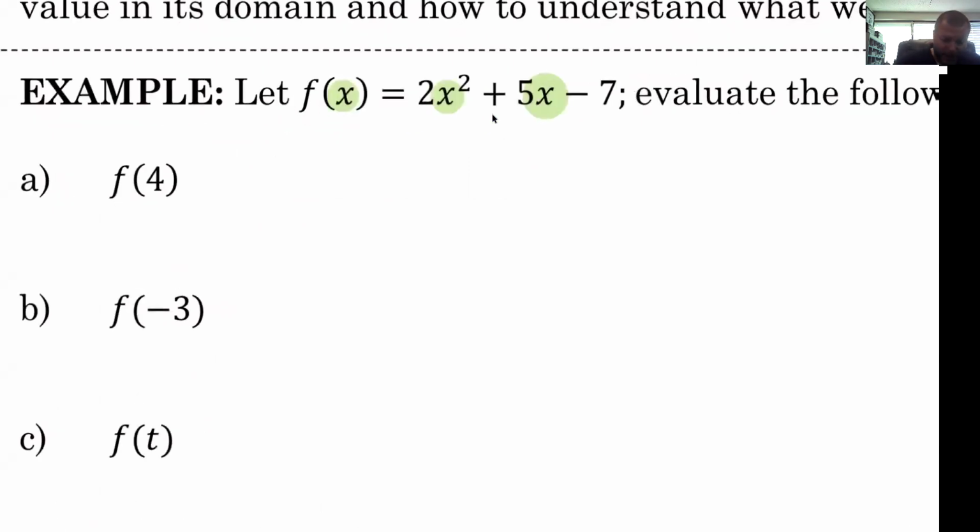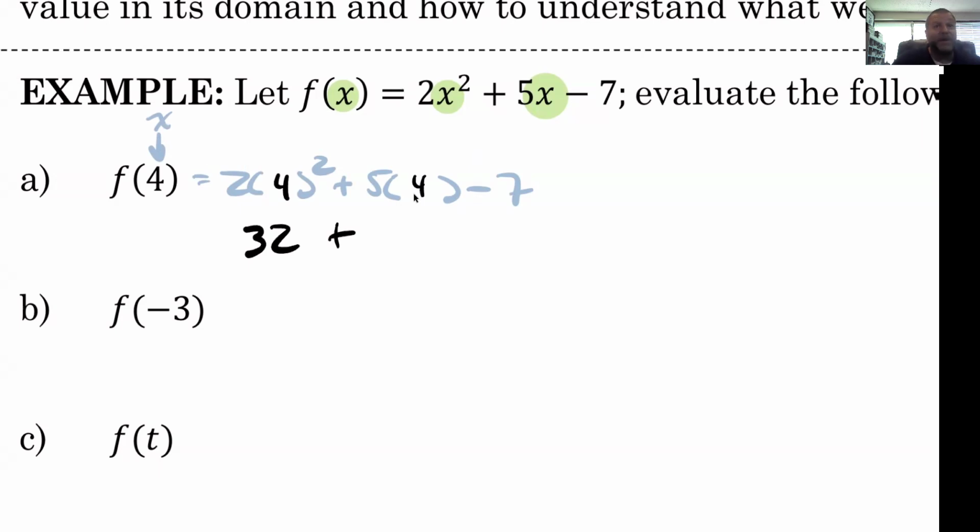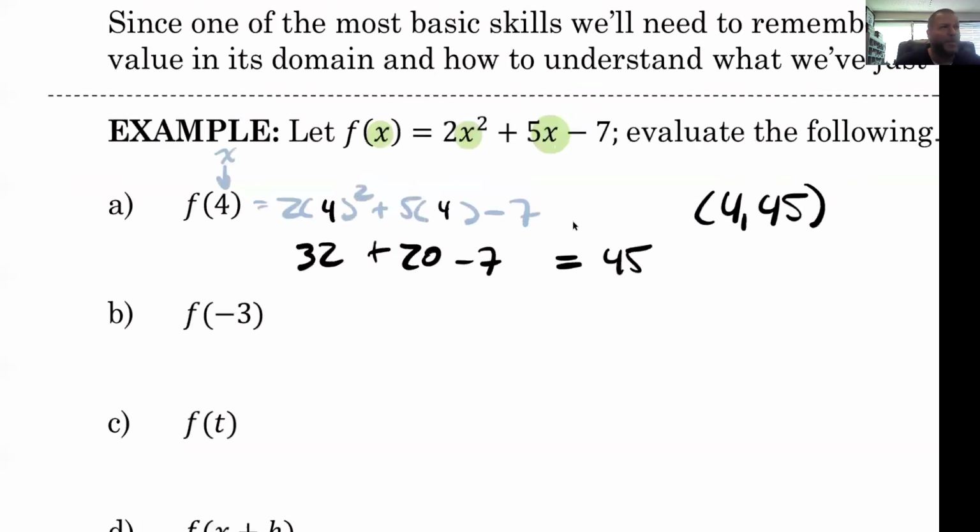So if I say f of 4, well, my x value is 4. Here's my x. So what do you want me to do? Well, I want you to take your 4, and first square it, then multiply it by 2. So 4 squared is 16 times 2, that's going to give us 32. Then I want you to multiply that value by 5. That's going to be 20. And then I want you to take 7 away from that value, so this is going to be 52 minus 7, so 45. So this tells us that the point (4, 45) is a point that's on our function.